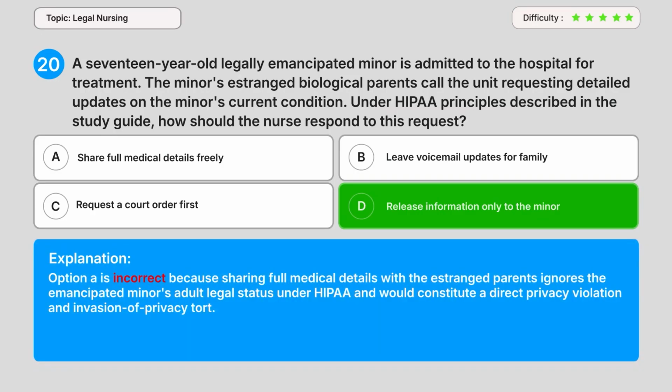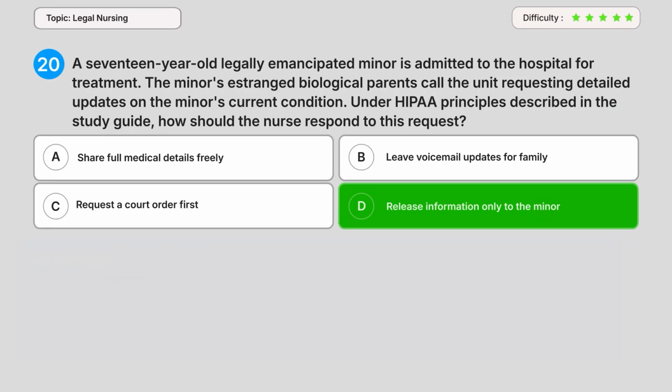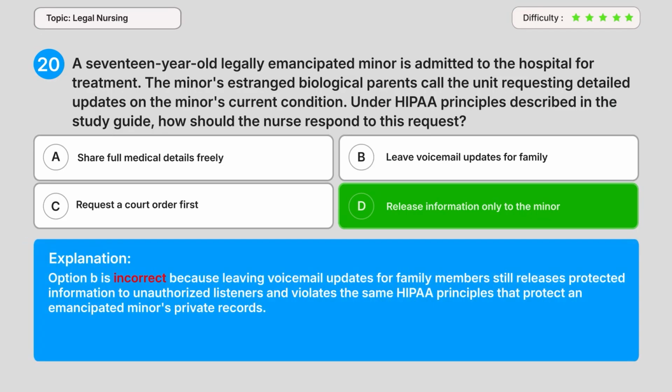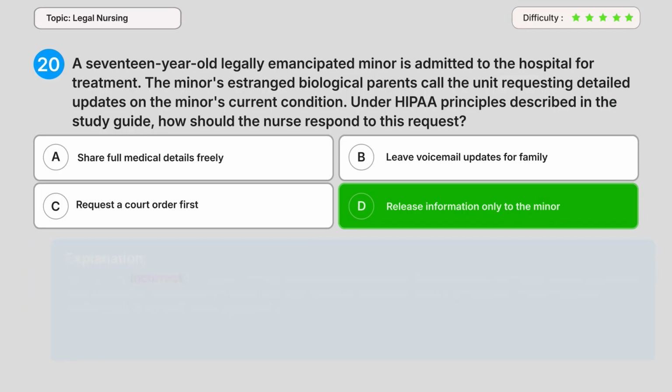Option A is incorrect, because sharing full medical details with the estranged parents ignores the emancipated minor's adult legal status under HIPAA and would constitute a direct privacy violation and invasion of privacy tort. Option B is incorrect, because leaving voicemail updates for family members still releases protected information to unauthorized listeners and violates the same HIPAA principles that protect an emancipated minor's private records.